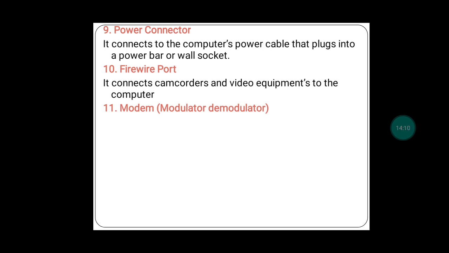Next port is the modem. Modem full form is modulator and demodulator. This port is used to connect the PC's modem to the telephone network. As I said, modem is used for internet purposes.